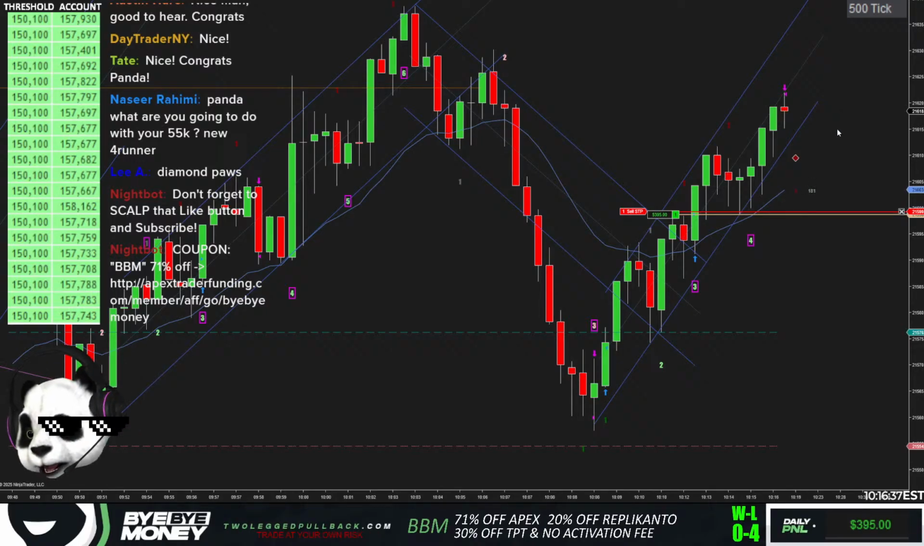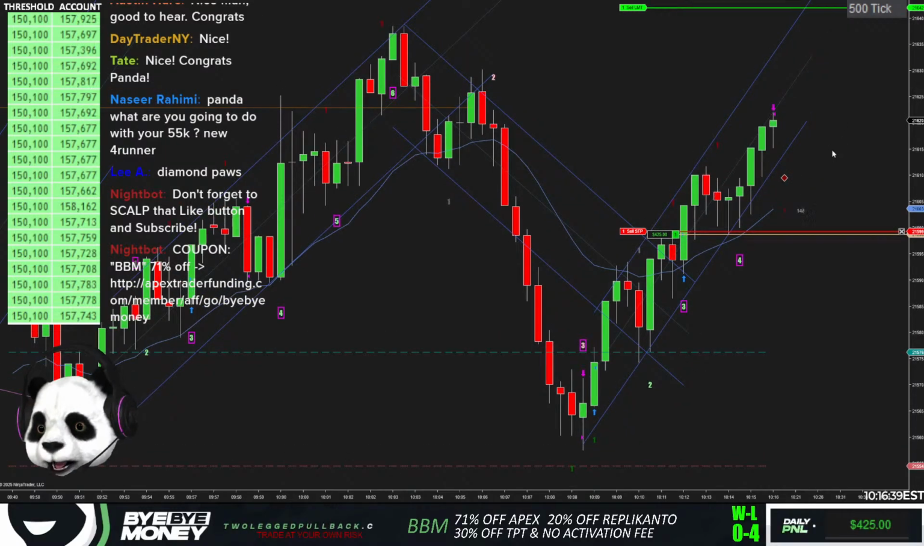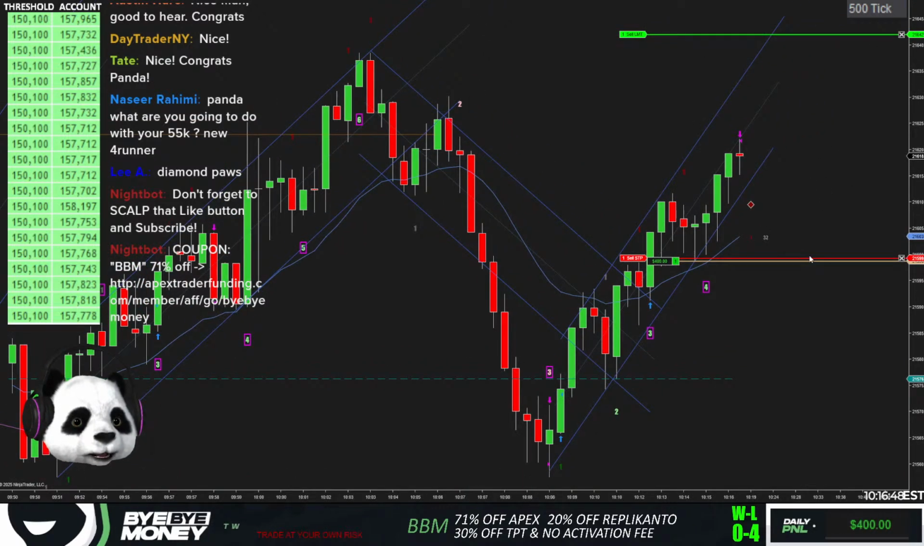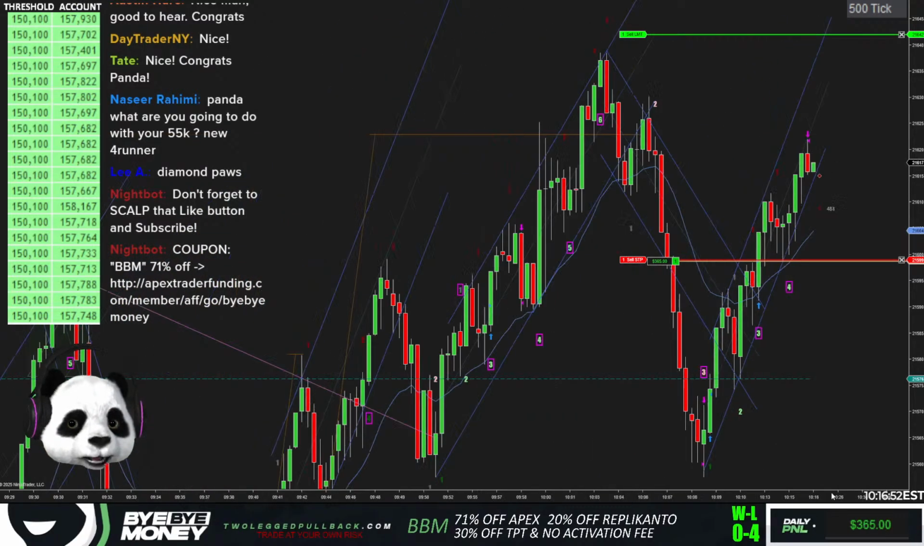Let's protect that bamboo, pandas. Protect the bamboo when you can. And now we got a runner. Now this is free. This one's free, pandas. Let's see how much money we can get.